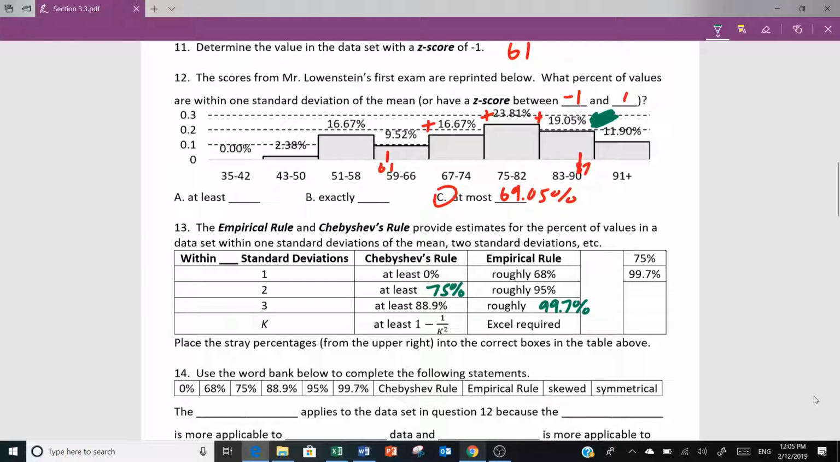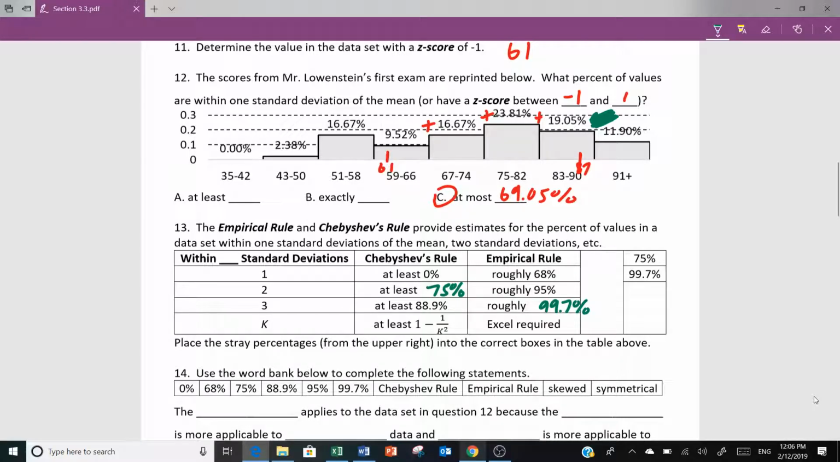I'm showing a lot of steps here. 4 over 4 minus 1 over 4 is 3 over 4. 3 over 4 is 0.75, which is 75%. So here, did you guys see how we got 75%? Good. We just do the 1 over 2 squared and such and such. Now, the empirical rule, you have to do it on Excel. We're going to do more of that stuff in chapters 5 and 6.